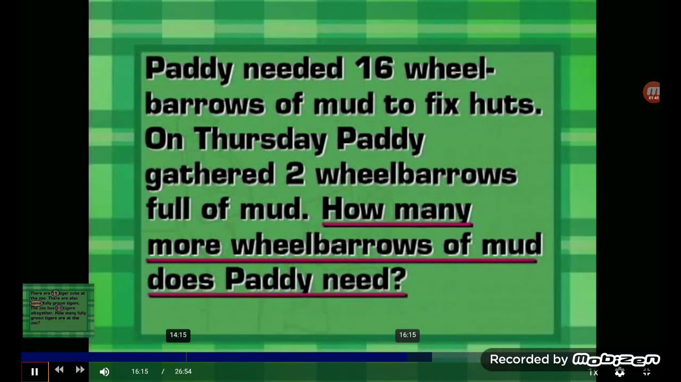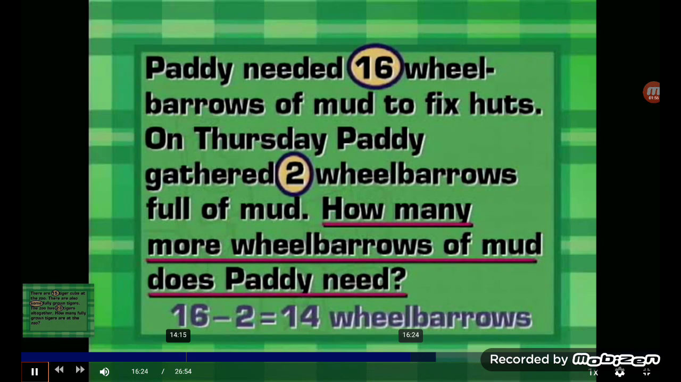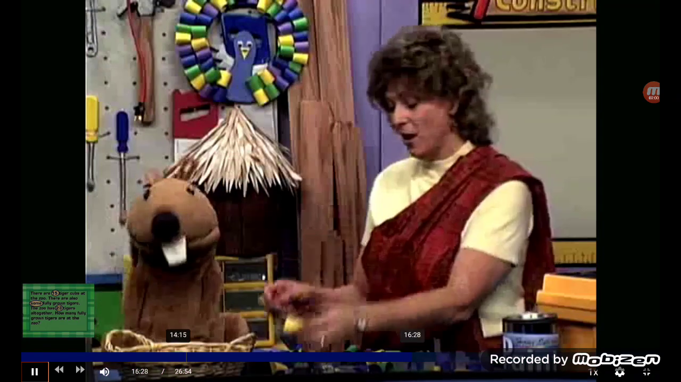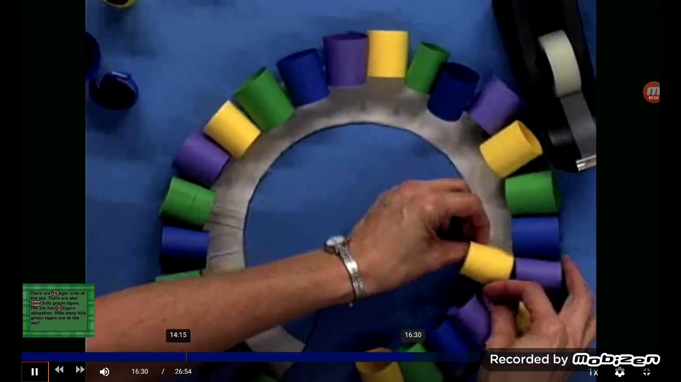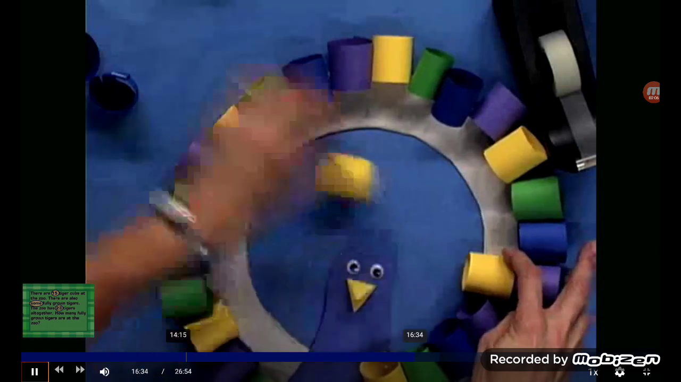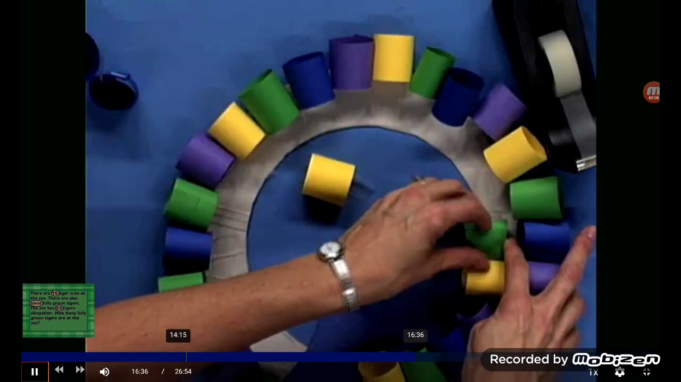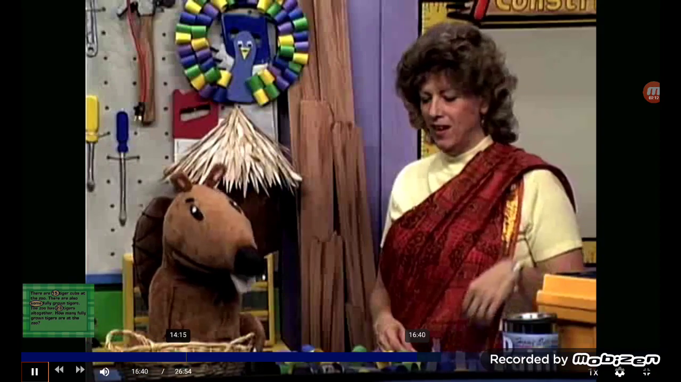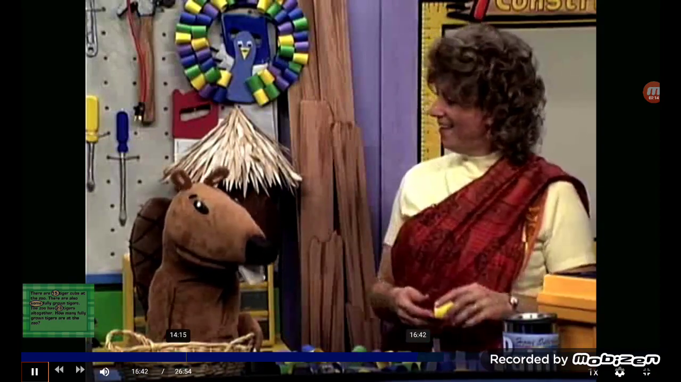You got it? Let's see. 16 minus 2 equals 14 wheelbarrows. Whoa, I'd better get busy. Excellent. 3 more feathers to glue on. Yellow, green, and then blue. Look how colorful the peacock is.